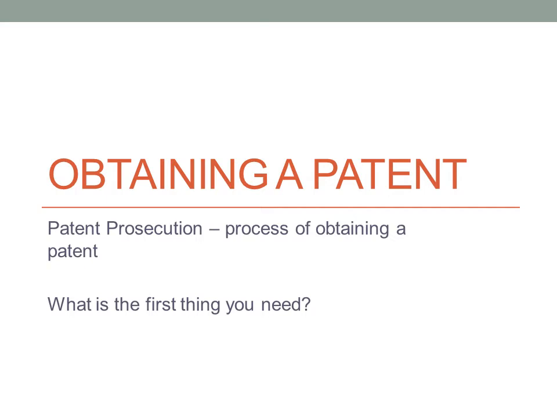Obtaining a patent. First, you need an invention. First of all, this concept of going through the process of getting it is called the patent prosecution. Sounds like a court case. It sounds like somebody's on trial for some sort of crime. A patent prosecution. That's not what it is. That's the process of getting your patent.